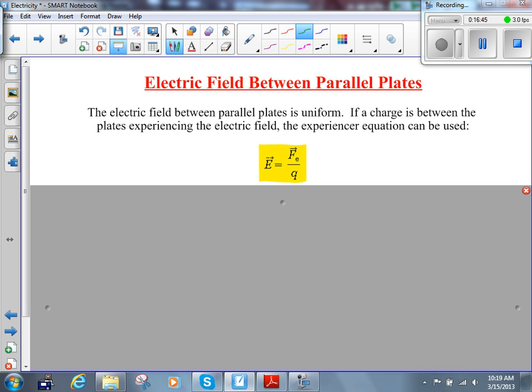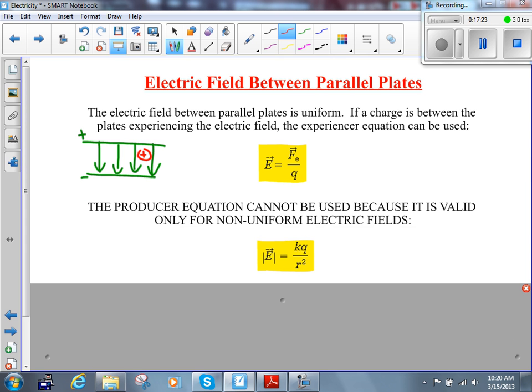Now, it's a uniform field. That doesn't mean that the equation that we learned for an experiencer no longer applies. It does. As long as you have an experiencer in between those two plates, the experiencer equation would apply. So here's my parallel plates. Here's my little charged particle. Whether it's positive or negative, it doesn't matter. In between those plates, that charge is experiencing a field. Doesn't matter what kind of field it is. It's an experiencer in that field. So that equation that we learned a little while ago still applies.